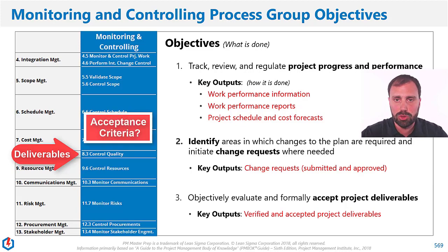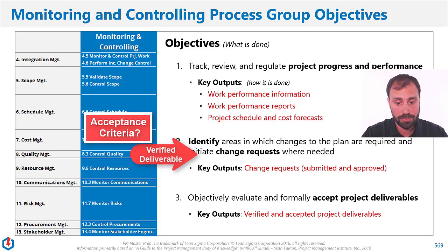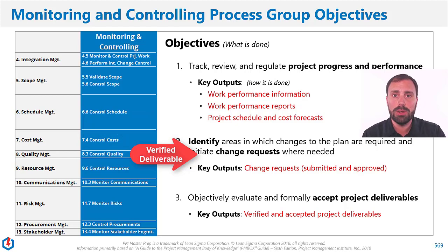Does it meet the acceptance criteria that we established? That's an internal review. If it does, then it's a verified deliverable. First thing down there, verified deliverable, meets the acceptance criteria. Great. All right, next, that verified deliverable, a term you need to know. So it goes deliverable to verified deliverable through the control quality process.